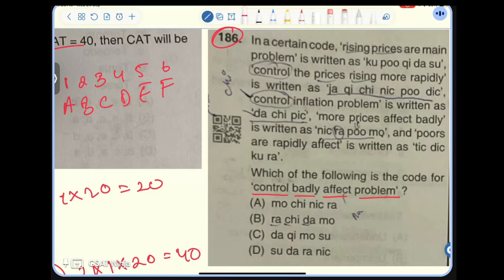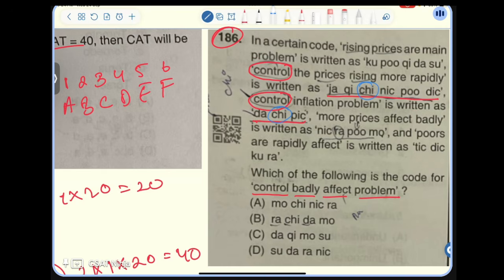Let's check how it is coded. We have control here, which is coded as this one. We have another control here, which is coded as this one. Let's check for the common part. We see that this one and this one are common. That means control is coded as CHI. Next, let's go for problem.